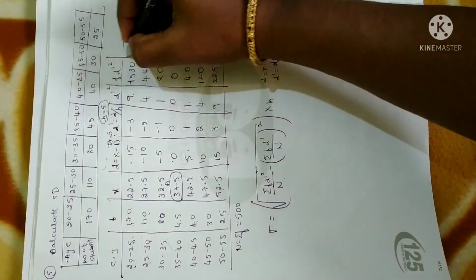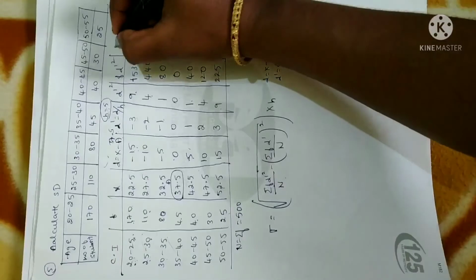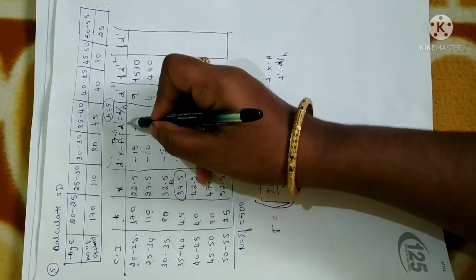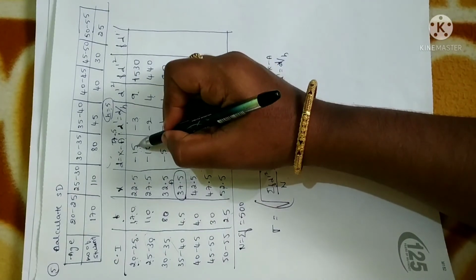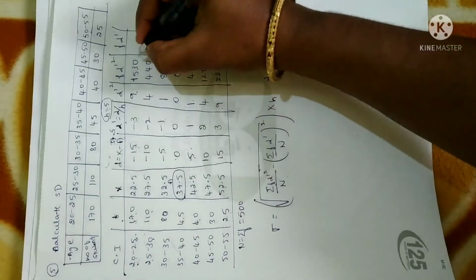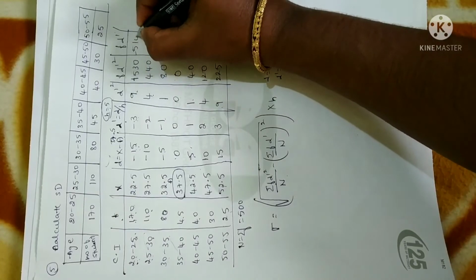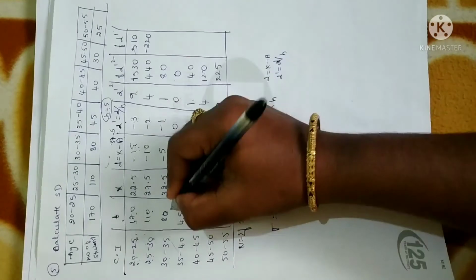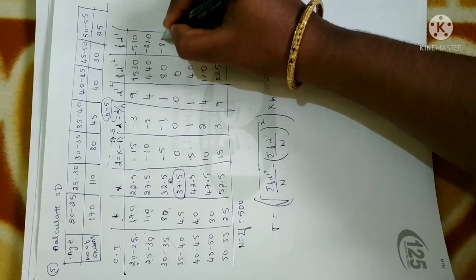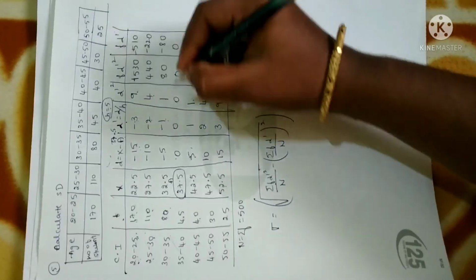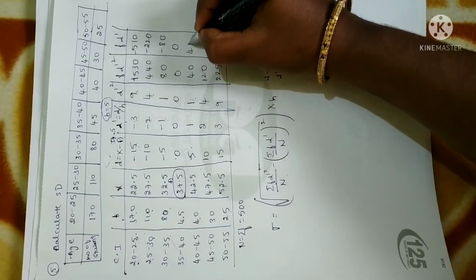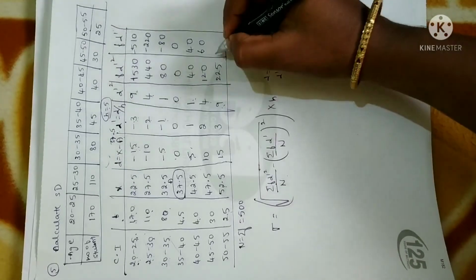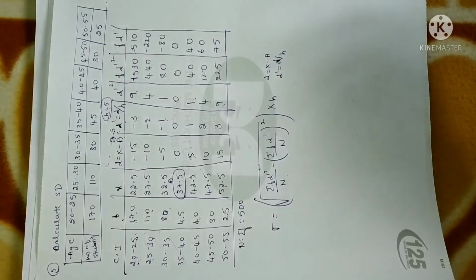Next what we have to do is f into d dash. It's up to you. Whatever you want first, you can calculate. So multiply f with d dash. 170 into minus 3 is minus 510. Similarly, 110 into minus 2 is minus 220. Similarly, 80 into minus 1 is minus 80. 45 into 0, 0. 40 into 1 is 40. 30 into 4 is 60. 25 into 9 is 75. So I have done fd dash and fd dash square.